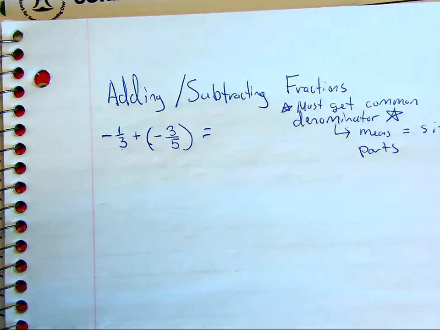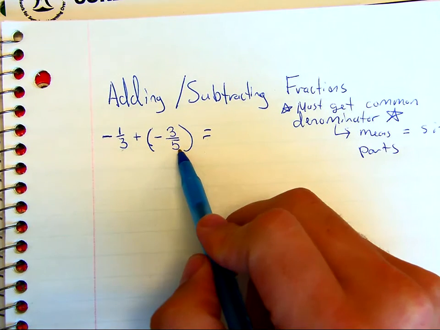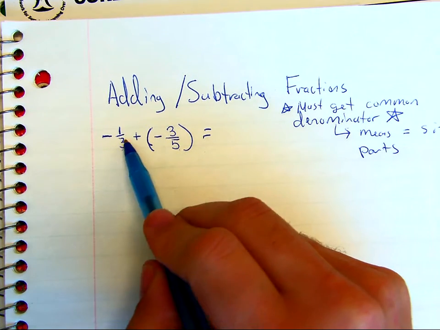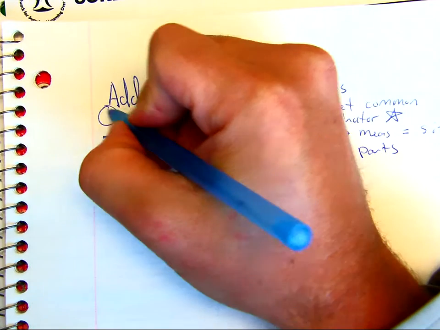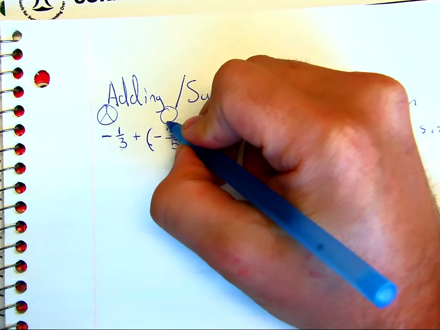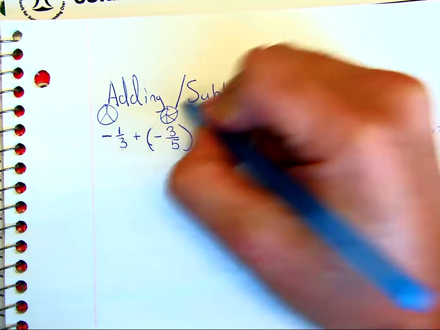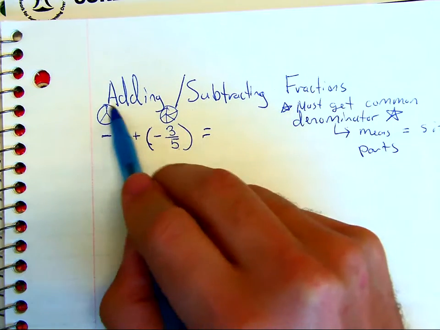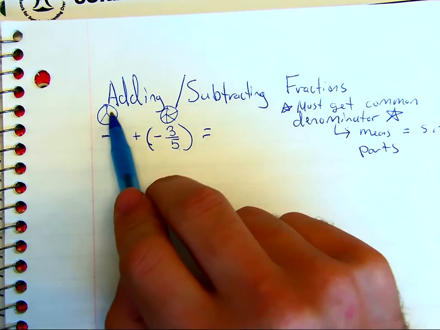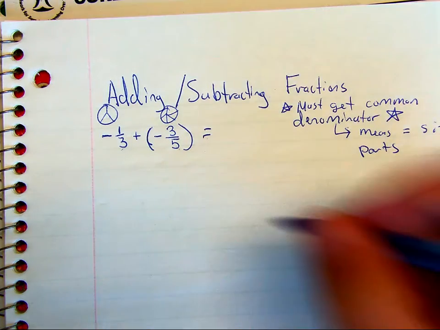Those pieces are not going to be the same size. Thirds are bigger than fifths are. It just means I have one whole cut into, it's not perfect, but into 3 parts versus one whole that would be cut into 5 parts. So you can see these are bigger, larger than these ones are. So I want to get them to where they're the same size pieces.